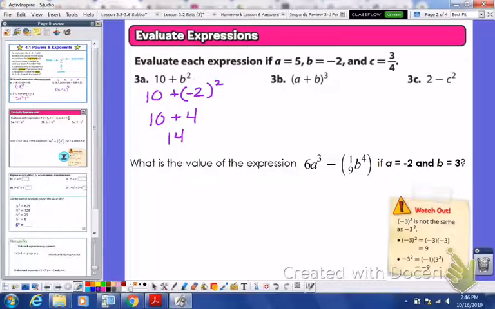Now, this must be in parentheses because if the negative was outside of parentheses, then that would mean that we are only squaring our 2, so it would actually be a negative 4. So please watch your parentheses.